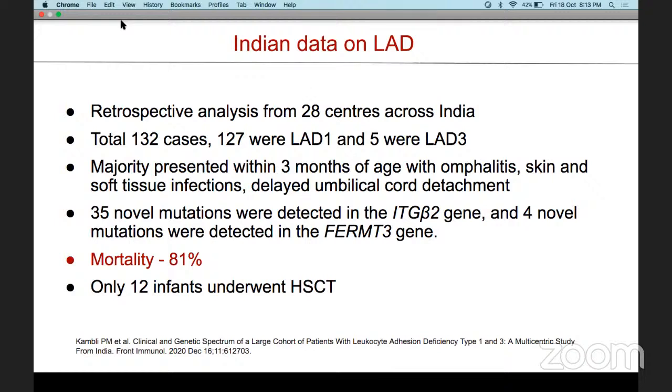The LAD one is the very celebrated phenotype where a delayed fall of the umbilical cord is easily picked up by pediatricians. And if such a child develops an infection under their care, then it's not difficult to look for LAD. But as Amrita said, the other two phenotypes are milder, and so they are likely to be missed.